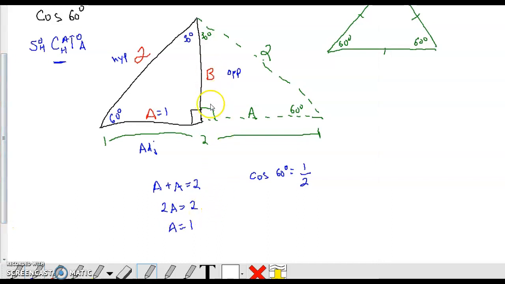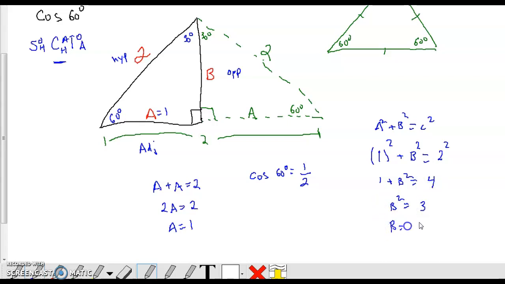So what happens if I wanted to find my B value? Well, I know that this is a right triangle, so what I could say is A squared plus B squared is equal to C squared. So my A we now know is 1. I still don't know my B squared, and my C squared is 2, so 2 squared. So 1 plus B squared gives you 4. B squared gives you 3. So B is going to be plus or minus the square root of 3. Now we're talking about length, so we're going to forget about the plus or minus, and we're just going to focus on the positive version of root 3.